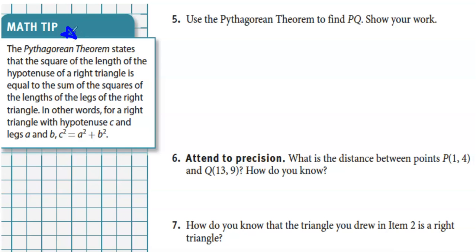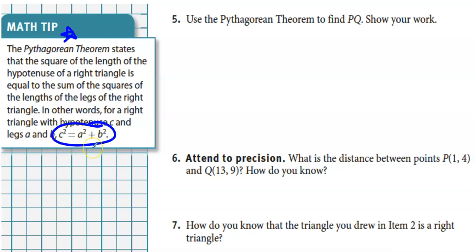So let's take a look at this math tip over here. It says the Pythagorean theorem states that the square of the length of the hypotenuse of a right triangle is equal to the sum of the squares of the lengths of the legs of the right triangle. In other words, for a right triangle whose hypotenuse is C, remember the hypotenuse is the slanted longest side, and the legs A and B, A squared plus B squared equals C squared. So that's our formula we've learned in previous classes.